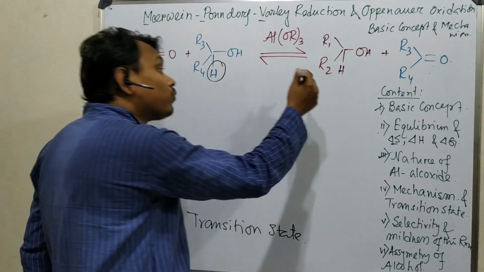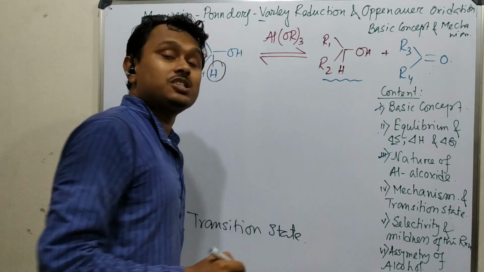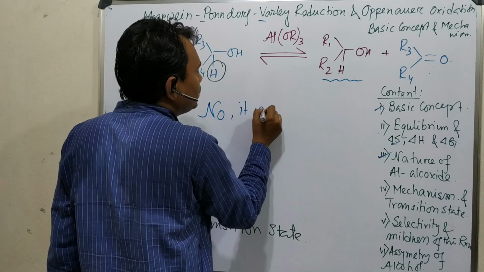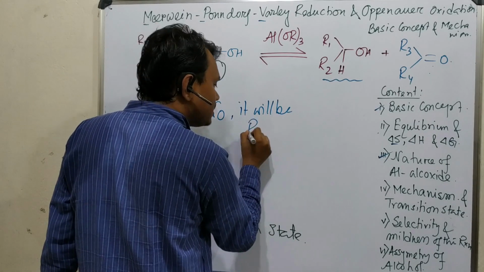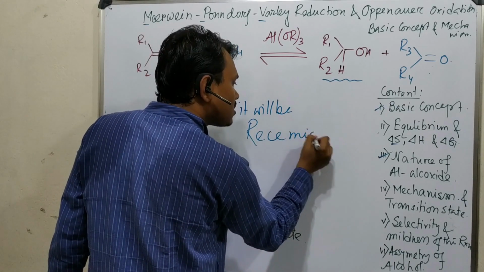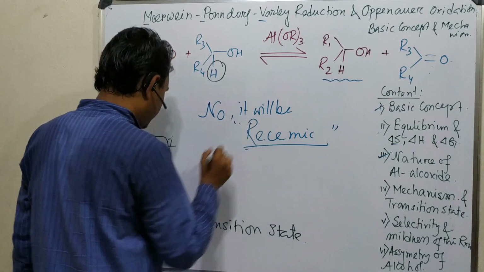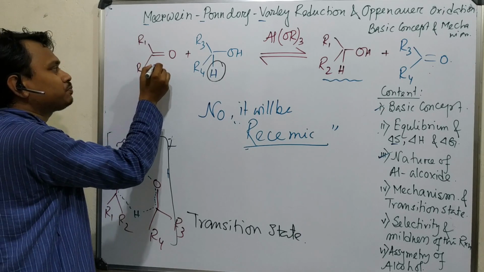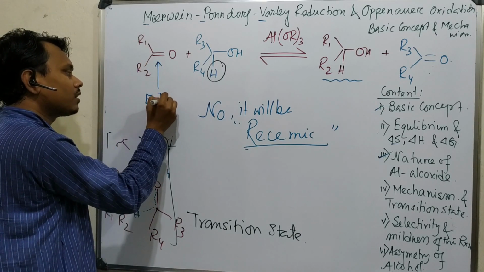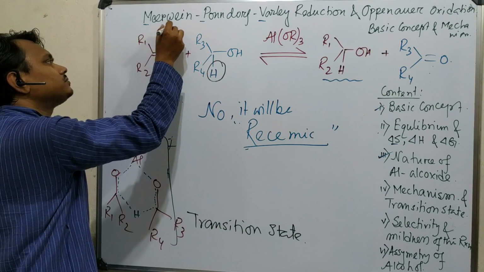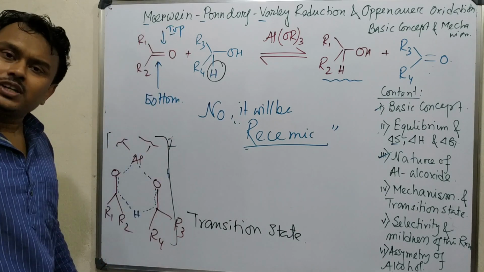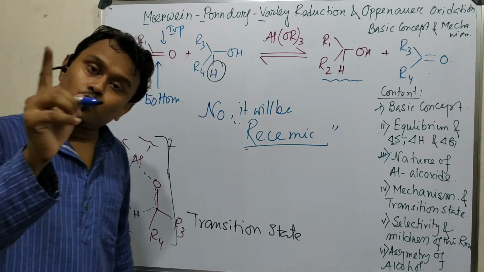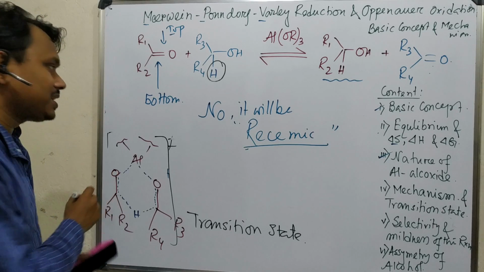Fine. But what about this? Will it be asymmetric or not? Actually no. It will be racemic. Why? The question will come from here. We have this molecule. It has both sides, one bottom side, one top side, a planar molecule. So hydride could be transferred from both sides. Hydride transfer: if the bottom side transfers, one enantiomer will be produced, and if the top side transfers, the other.